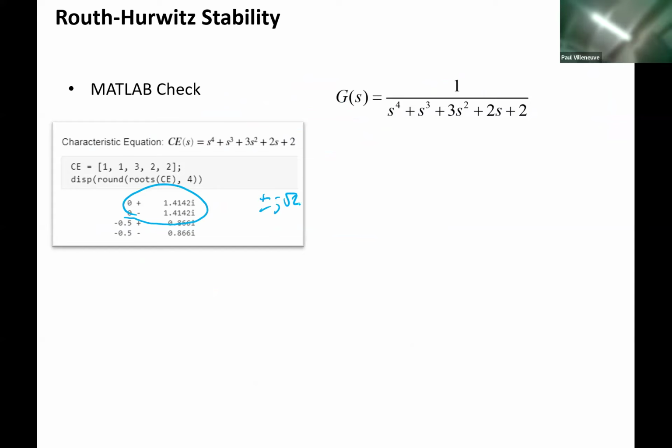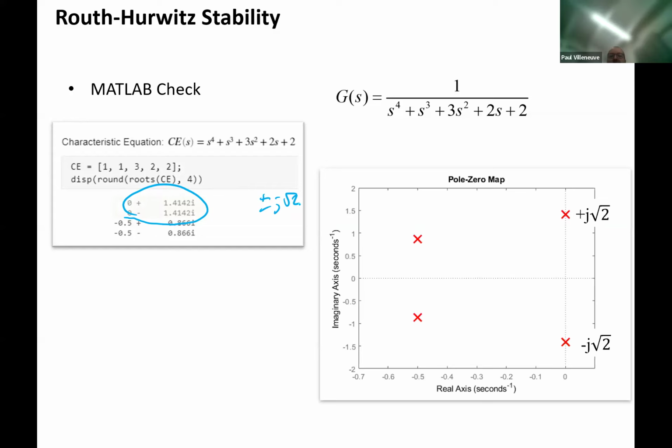So the Routh-Hurwitz told us what the system would be. It's marginally stable. Okay, so when you have a row of zeros, we'll just say in this class, it's going to be marginally stable. Here's our pole zero map. There are your two poles on the j omega axis.